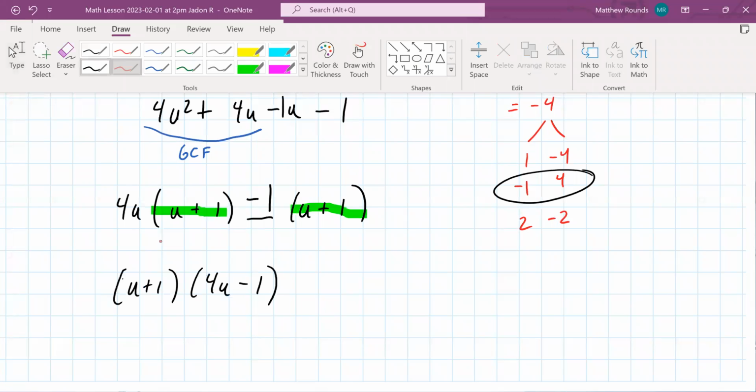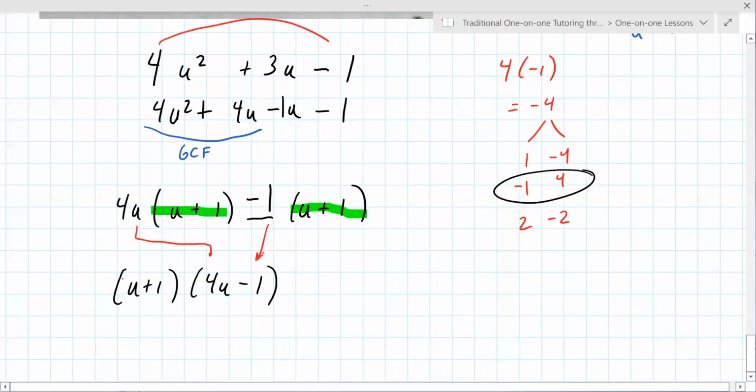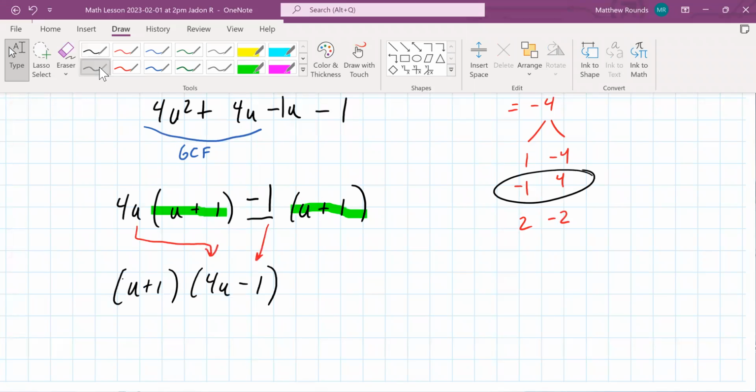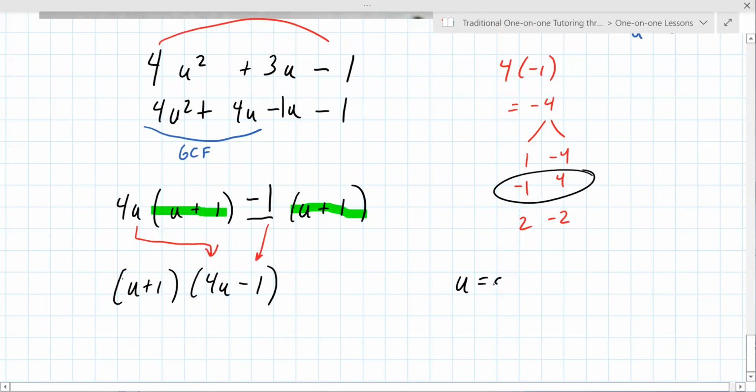The thing in front comes here and this number comes here. The order doesn't matter. If you have 4u minus 1 first and then u plus 1, that's okay too. But again, you have to remember that I'm actually doing this for secant x, not just u. I have to back substitute. So it becomes secant x plus 1, and then 4 secant x minus 1.